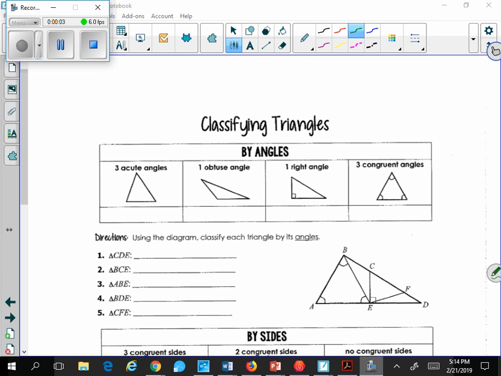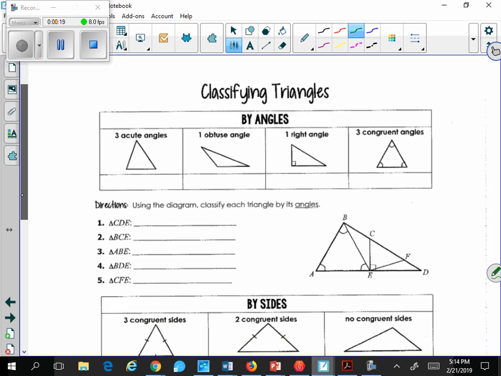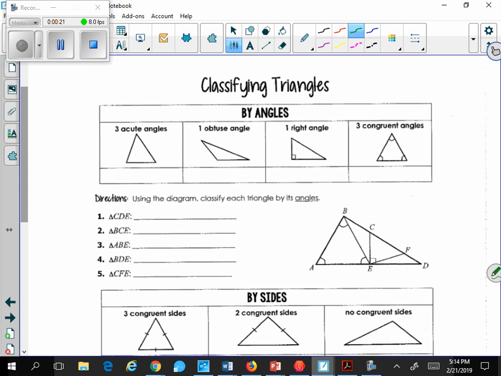Okay, so we are starting our unit today on congruent triangles. But before we start any new stuff, we're going to look at some stuff that you guys probably already know. So bear with me while we fly through this. First thing we're going to talk about is how to classify triangles. We're going to look at how to classify them by their angles and how to classify them by their sides.